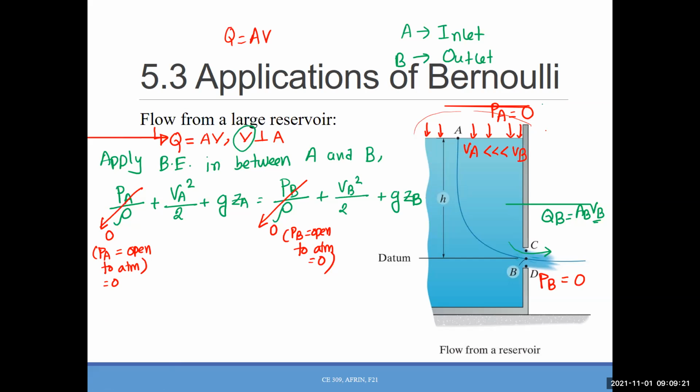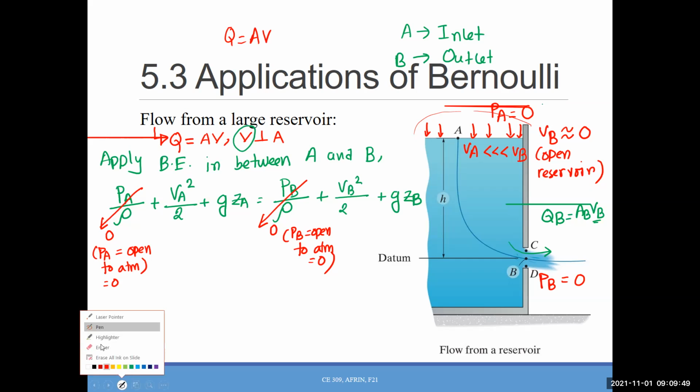And that's why whenever we have an open reservoir, we can say the velocity at A is almost 0. It's not 0, but it's almost 0. So what I will write down, VA is almost 0 because open reservoir. Oh, that should be VA. So that makes this term 0, right? I can't do anything about VB. VB is the thing we need to know. So VB equals to VB. So I'm not doing anything here.